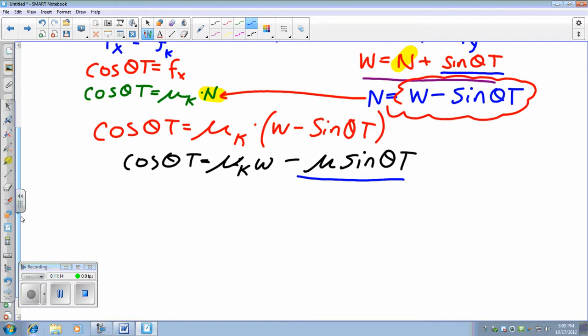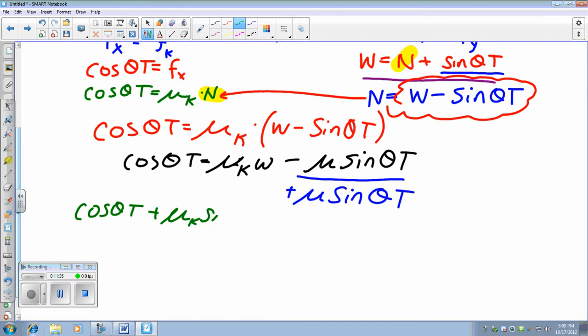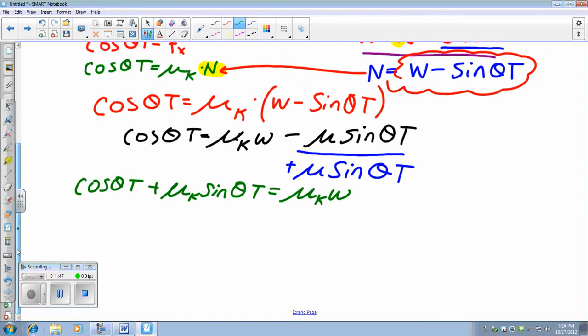And so again, we're going to add the coefficient of friction multiplied by the sine theta of T over to the other side. And now what we're going to get is a very nice new equation that is cosine theta T plus coefficient of kinetic friction sine theta T, and that's going to be equal to something nice and simple like coefficient of kinetic friction multiplied by the weight. Now I don't know about you, but I'm ready to plug some numbers in. So let's plug some numbers in really quick.